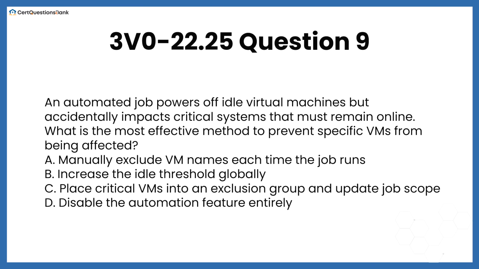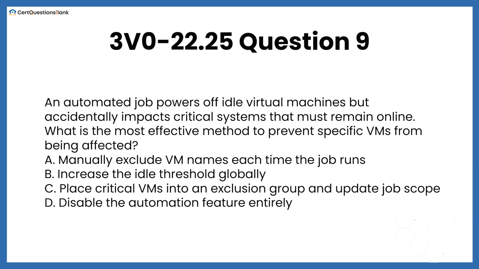An automated job powers off idle virtual machines but accidentally impacts critical systems that must remain online. What is the most effective method to prevent specific VMs from being affected? A. Manually exclude VM names each time the job runs. B. Increase the idle threshold globally.